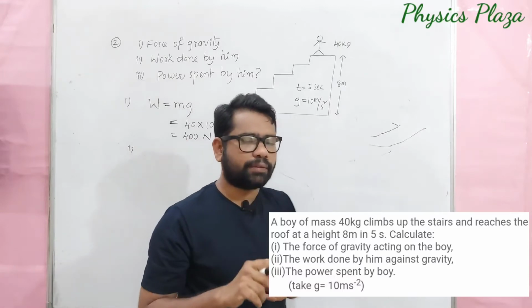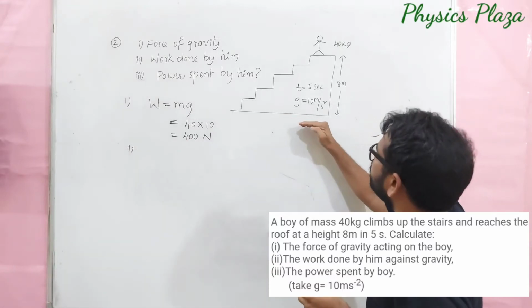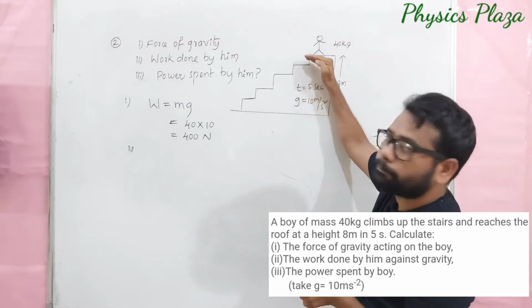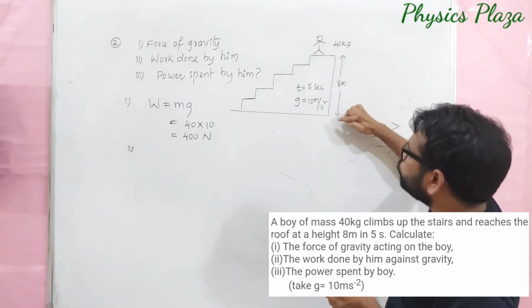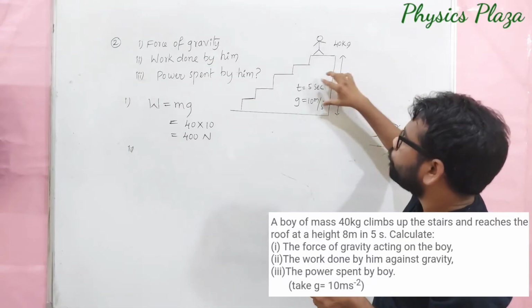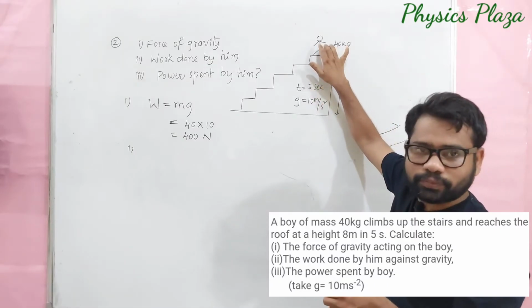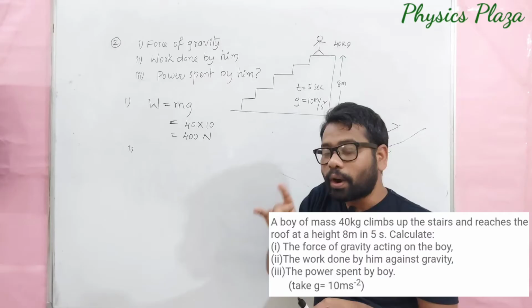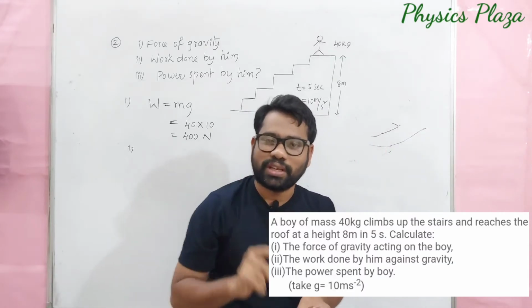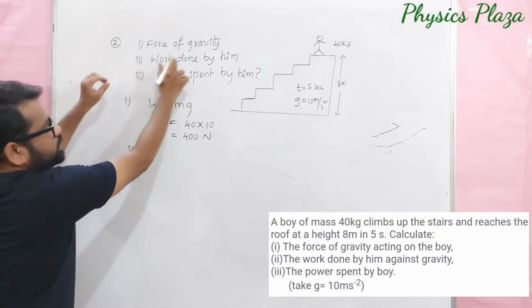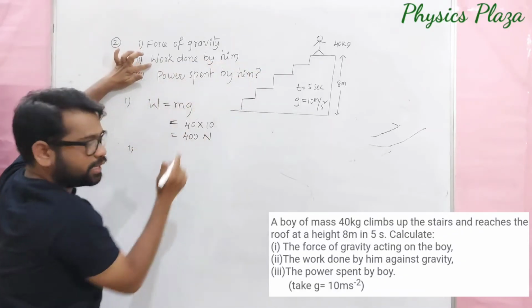Work done by him against the gravity. Look here, as the person is going vertically upwards, there will be a change in position, due to which a force of gravity acts on the body. Children, we already discussed that the work done against the gravity is mgh. So let us calculate the work done by him against the gravity.